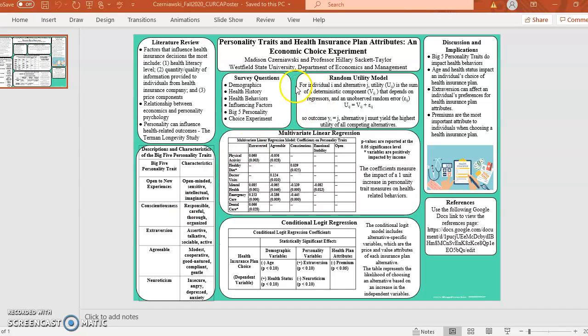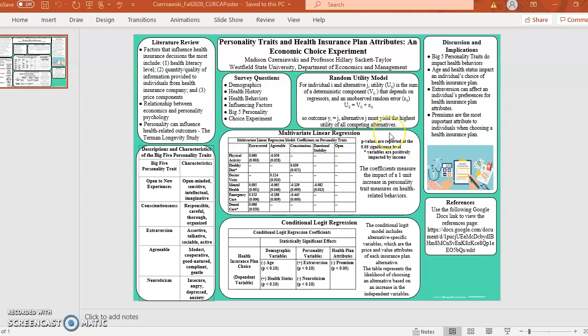We also included the different parts of our project. So, one big part of our project was the survey, which included questions on demographics, health history, health behaviors, influencing factors, the Big Five personality trait, and a choice experiment. We used a random utility model, which deals with the alternative utility that people can experience based on different outcomes.